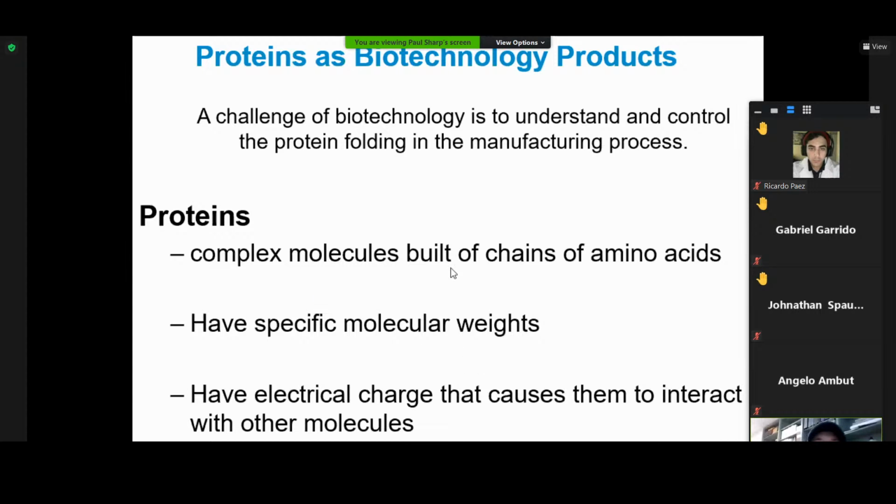So we know proteins are complex molecules built of chains of amino acids. Proteins have a particular specific molecular weight, and different amino acids have different characteristics. There are some amino acids that are hydrophobic, some that are hydrophilic, some that are negatively charged, some positively charged, and some that are polar and some non-polar. So amino acids have all these different characteristics.